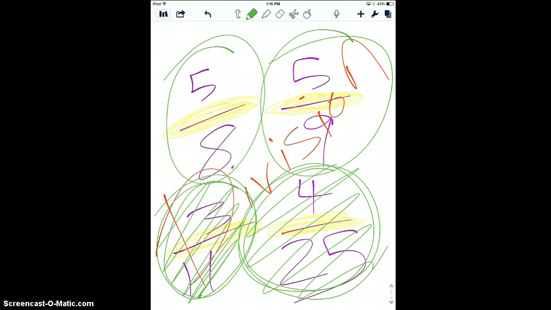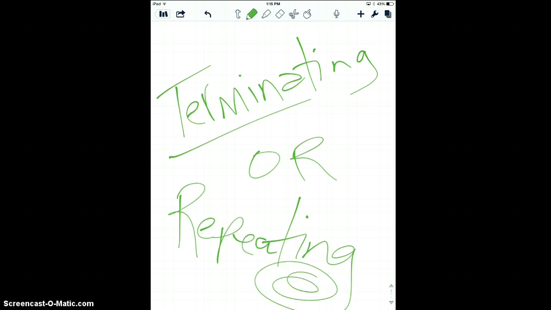5/8 and 5/9. How about we do them at the same time? One of them must be terminating. One of them must be repeating. Which one is which? Do you have a guess?